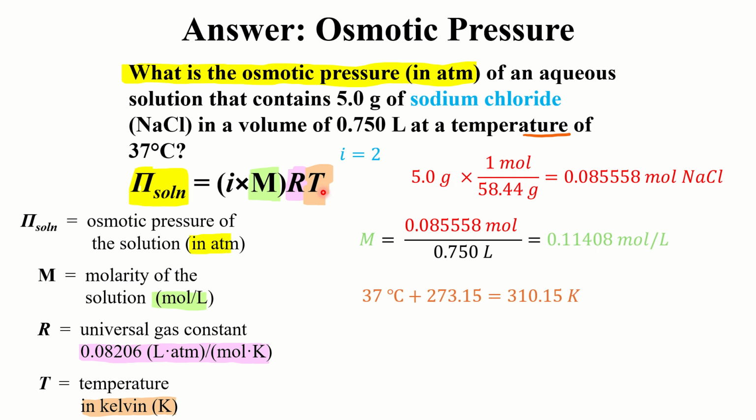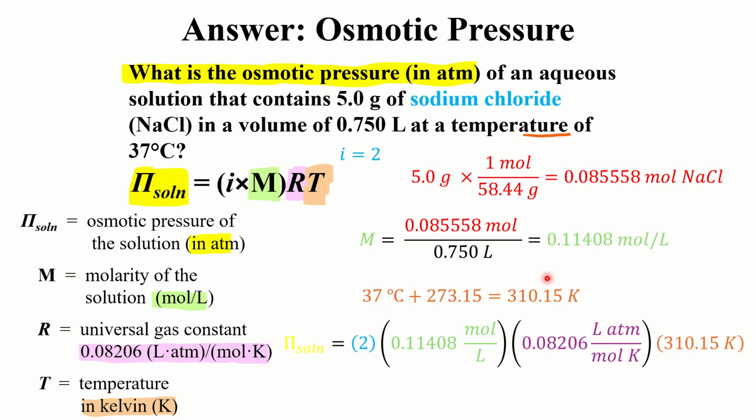Now I'm going to take that temperature I was given, 37 degrees Celsius, and I'm going to convert it to Kelvin. The ideal gas constant has units of Kelvin, so my temperature value needs to be in units of Kelvin. 37 degrees Celsius plus 273.15 gives 310.15 Kelvin. Now I can plug everything in.